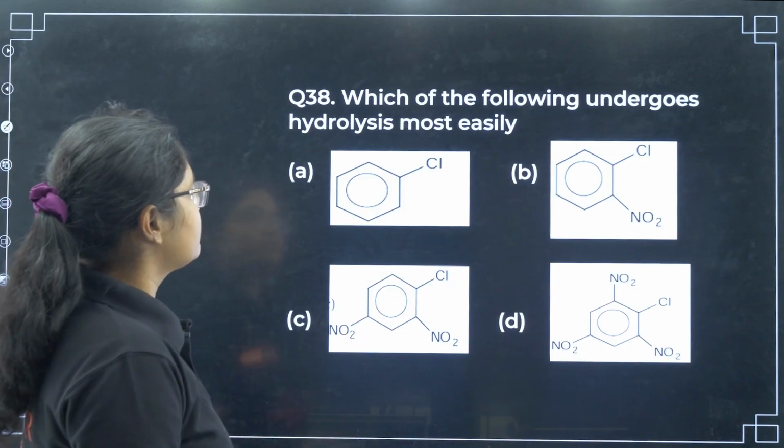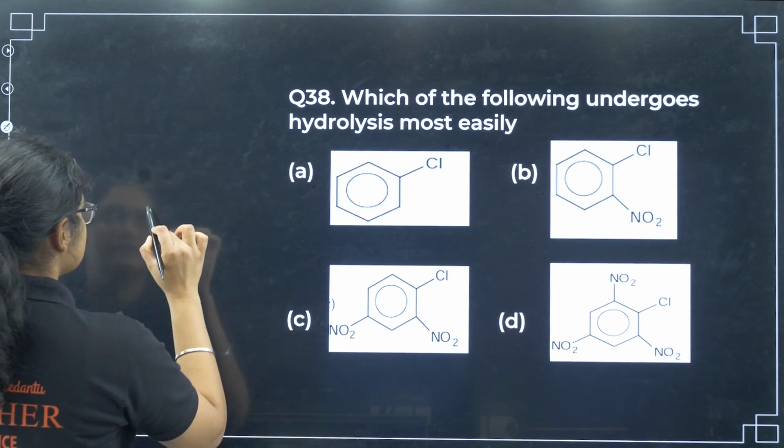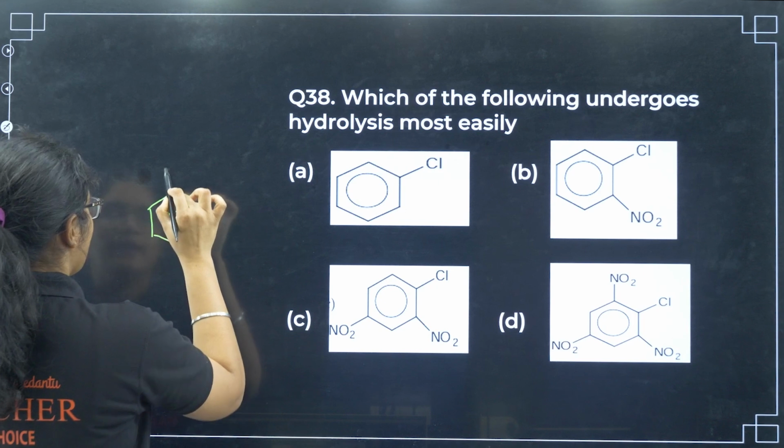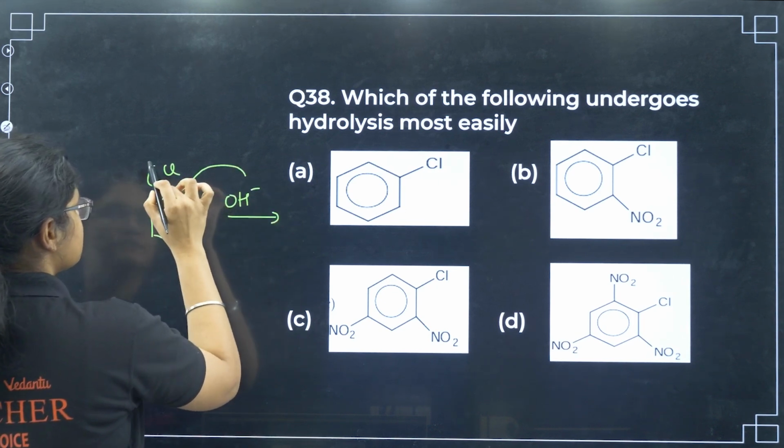Next, which of the following undergoes hydrolysis most easily? Hydrolysis means this one is there, and you are reacting it with OH minus, so this one will go and this bond will break, right.